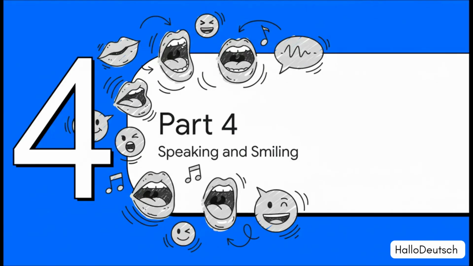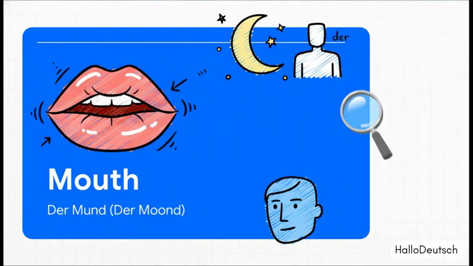Okay, things are coming together beautifully. For our next step, we're going to focus on the part of the face that does all the talking, the smiling, all that communication and expression. It's the mouth. The mouth itself is der Mund. Listen to that sound. Der Mund. And hey, take note of that article, der. This is our first masculine noun of the day, der Mund.